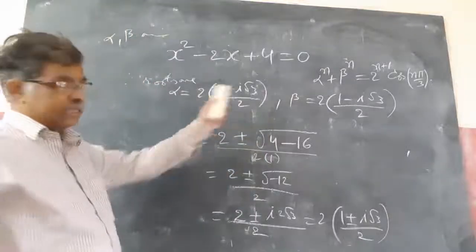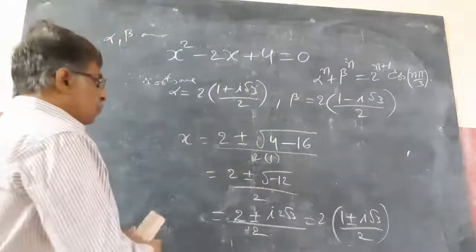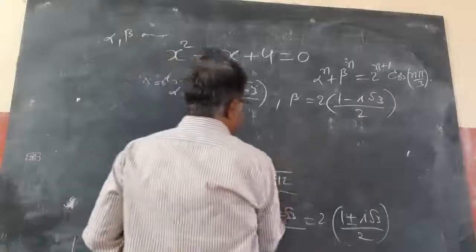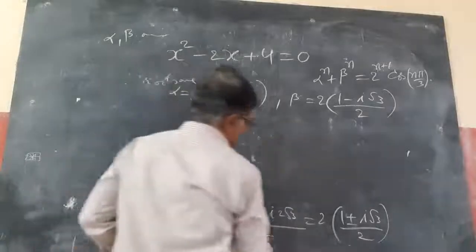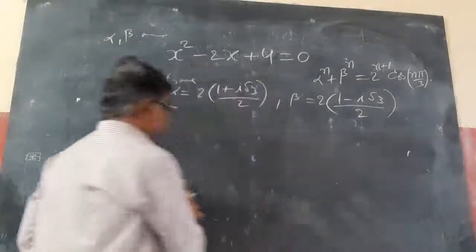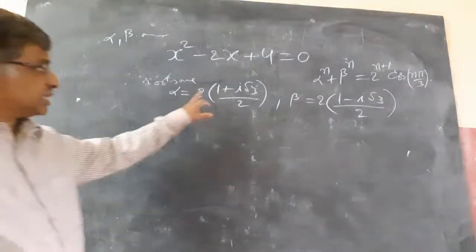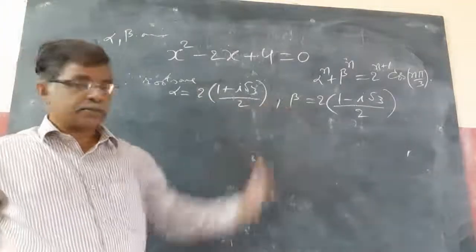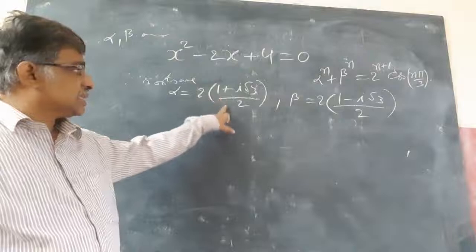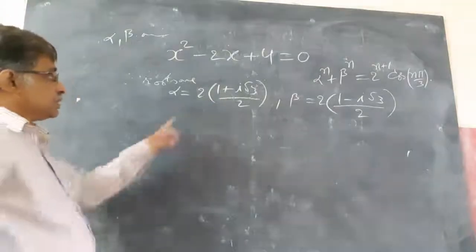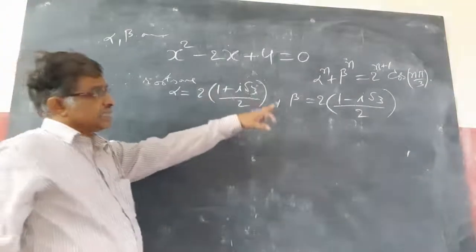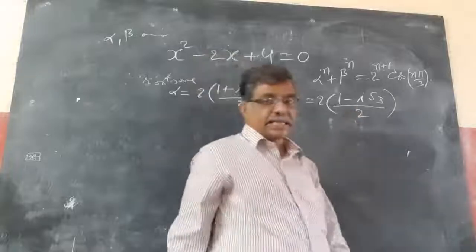So alpha is this, beta is that. Now I need alpha power n plus beta power n. Wherever alpha is there, I will substitute this, and where beta is, I will substitute there. Automatically this is in polar form. Observe, this is r into cos theta plus i sin theta, and r into cos theta minus i sin theta we have.